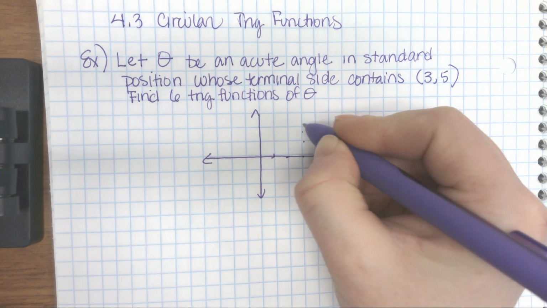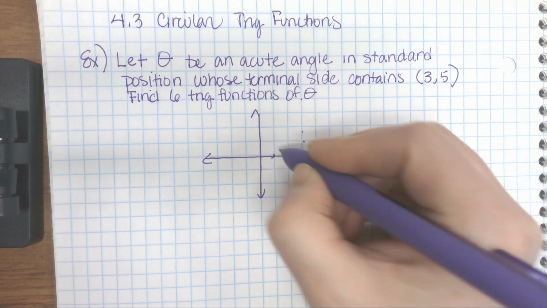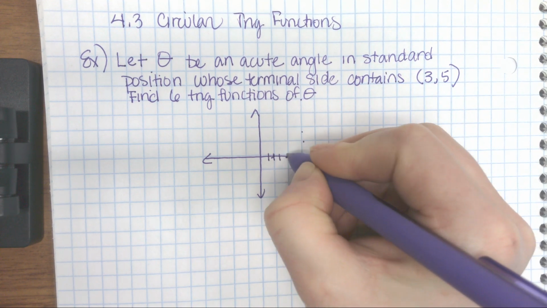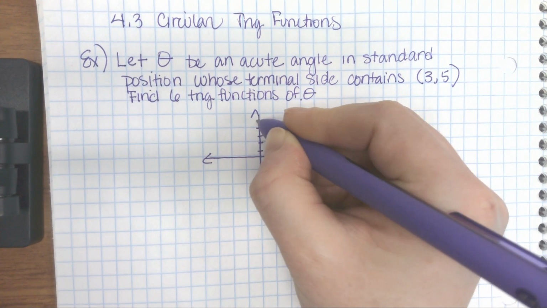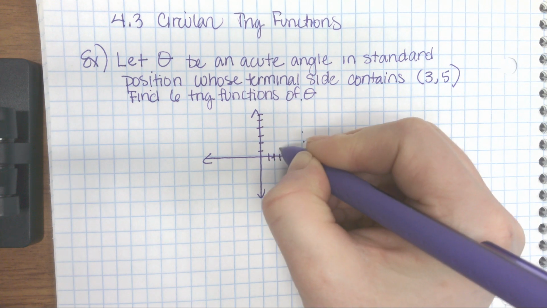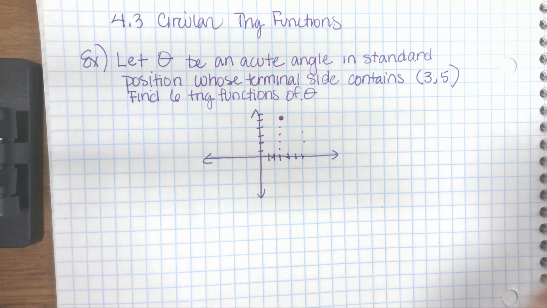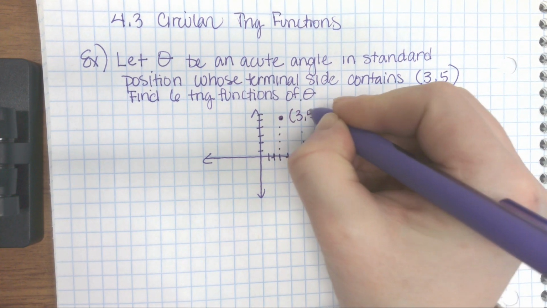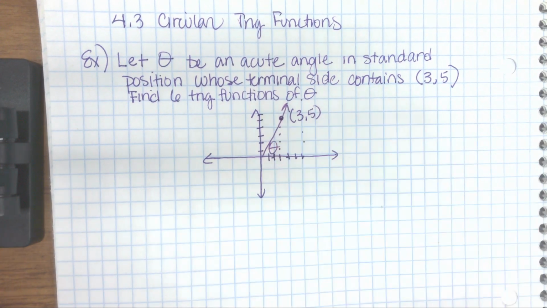Uh-oh. 1, 2, 3, 4, 5. I'm going to go off the page. So 1, 2, 3, 4. That's what I'm going to do. I'm just talking to myself. 1, 2, 3. 1, 2, 3. Okay.